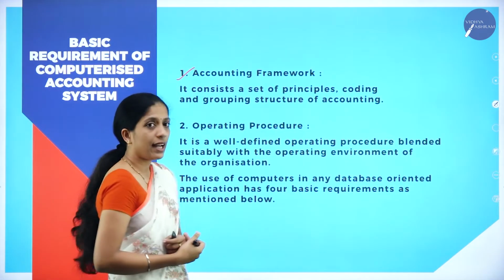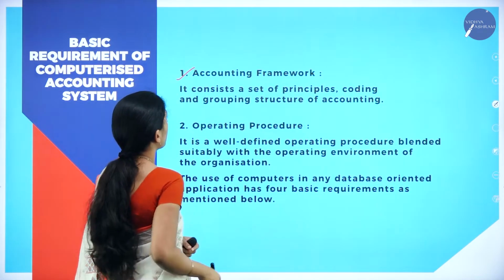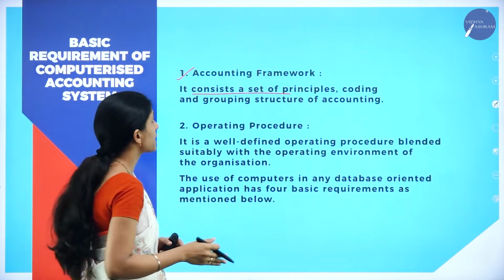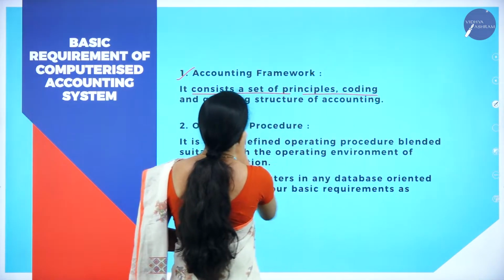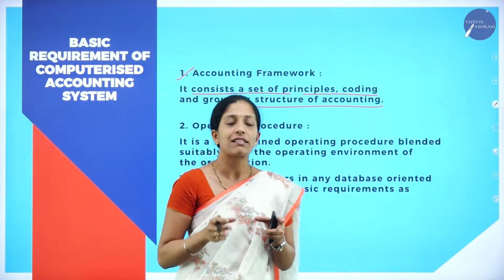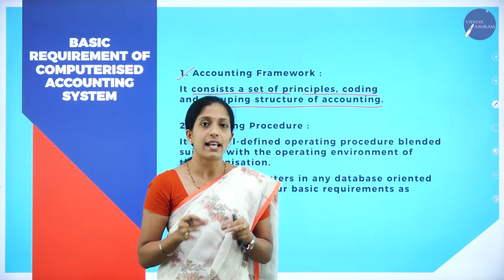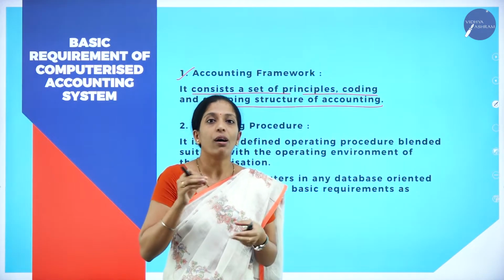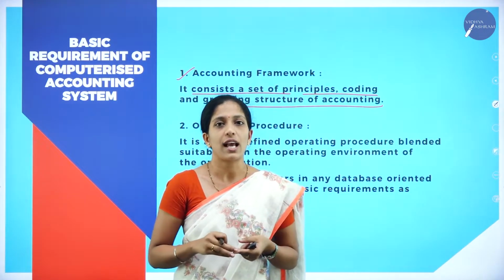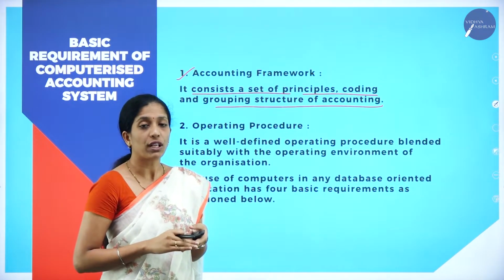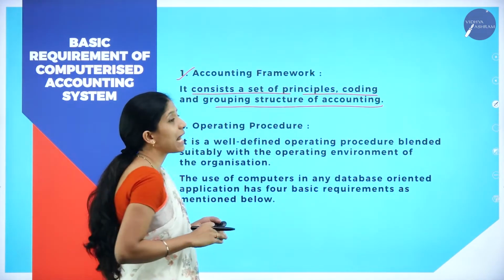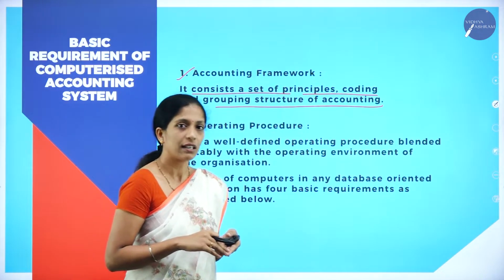So under computerized accounting system, accounting framework consists of a set of principles. So it contains a set of principles, coding as well as grouping structure of accounting. As I have already told you, framework is nothing but guidelines within which all the activities of an organization should be conducted. So in this computerized accounting system, there should be an accounting framework which consists of accounting principles, coding as well as grouping structure of accounting data.